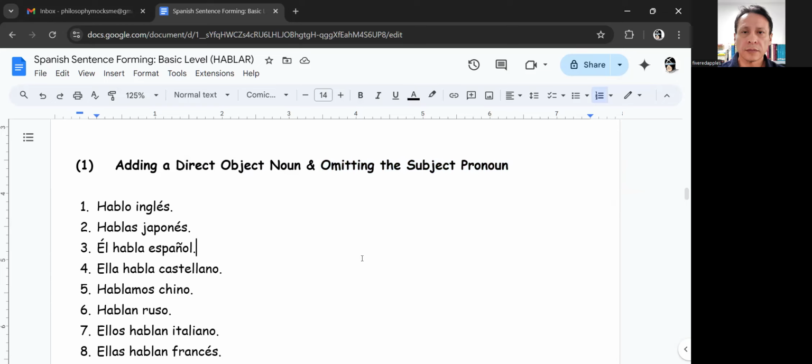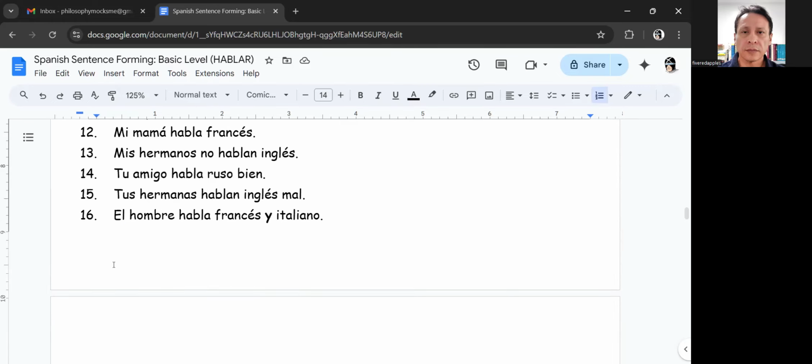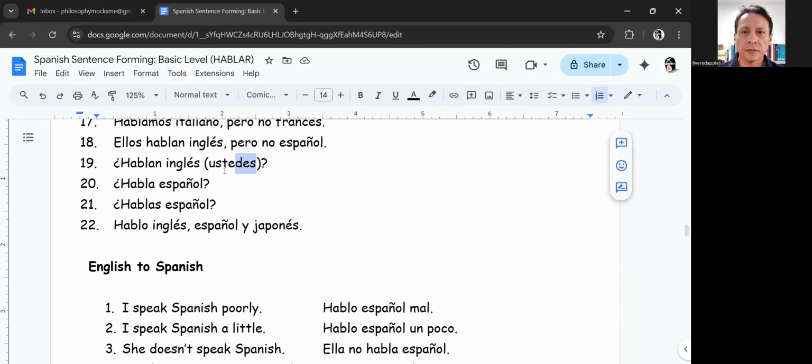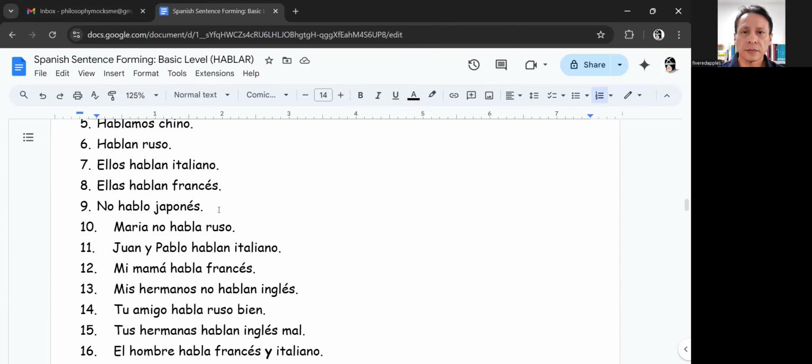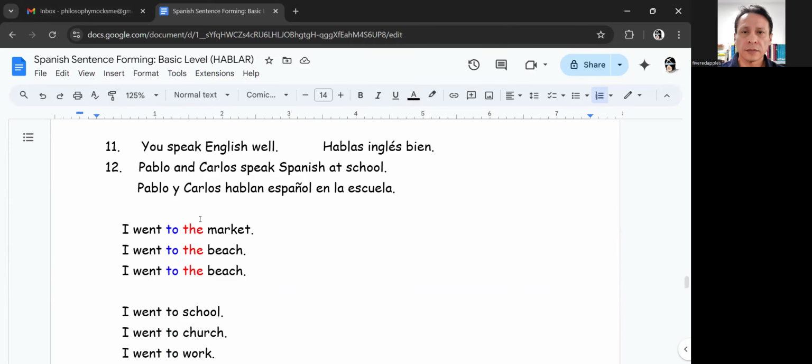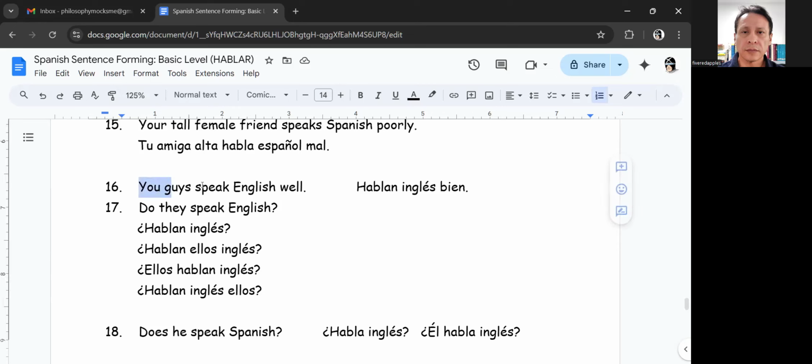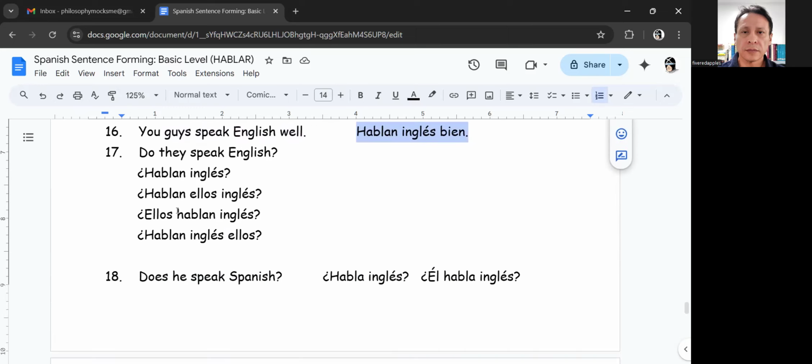In some cases it might still be vague, and in those cases we will eliminate the vagueness by throwing in the pronoun like él or ella. Or when we ask a question, we can throw in the ustedes if there's some kind of vagueness going on. Right. Okay, so that's it. How quickly were you able to go from "you guys speak English well" to saying hablan inglés bien, right? That's the goal.